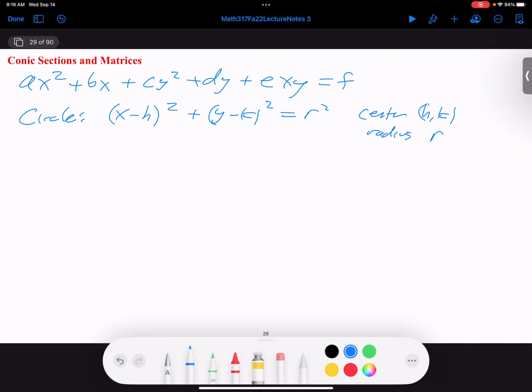The next is the ellipse. It's normally (x minus h) squared over a squared plus (y minus b) squared. Oh, sorry, not y minus b, y minus k, squared over b squared equals 1.